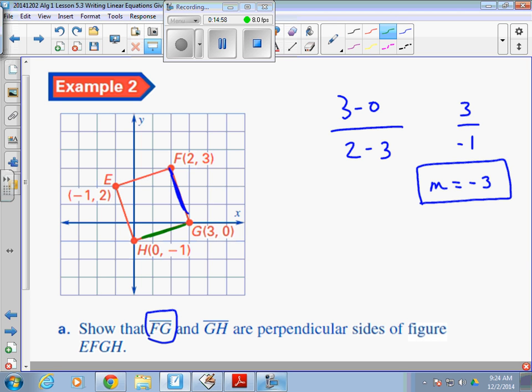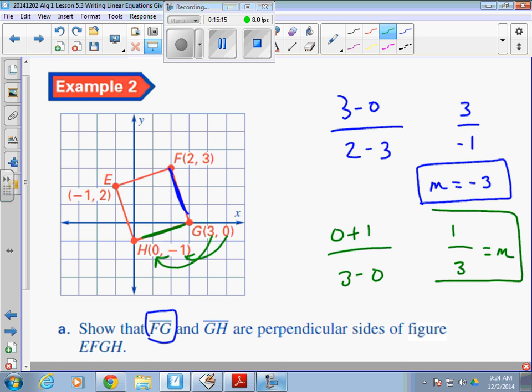Remember, it doesn't matter what order you go in. 0 minus a -1 means 0 plus 1. 3 minus 0. 0 plus 1 is 1. 3 minus 0 is 3. The slope of this one is 1/3.